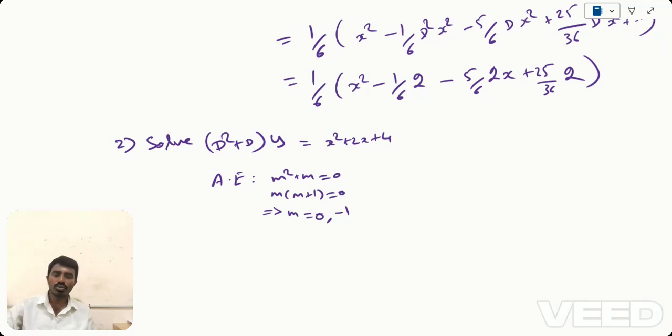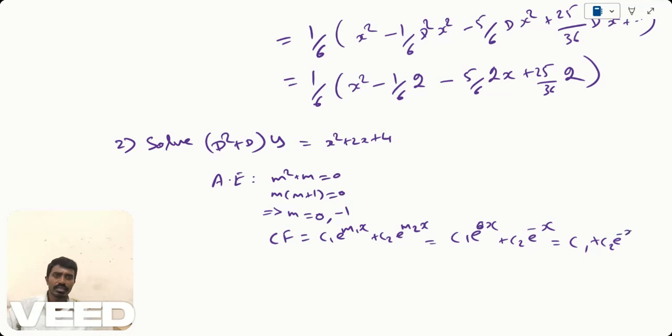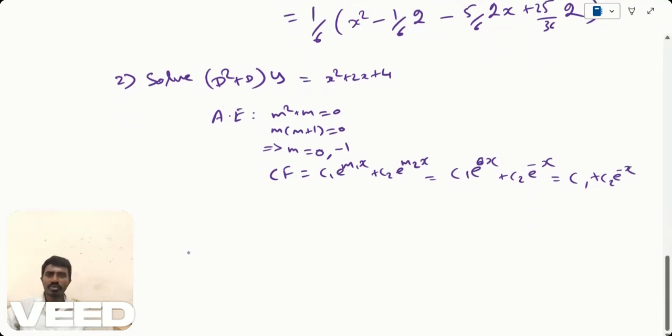So here also the roots are real and distinct. So CF is of the form C1 e power m1x plus C2 e power m2x. So which is equal to C1 e power 0x plus C2 e power minus x. So which is nothing but, C1 e power 0x is e power 0, e power 0 is 1. So C1 plus C2 e power minus x, which is CF. So now find PI.